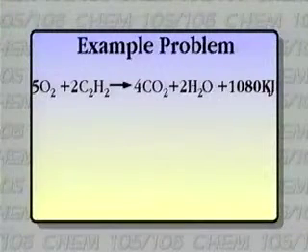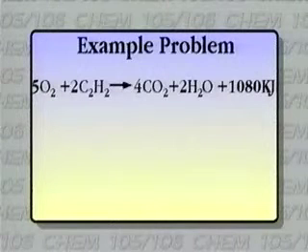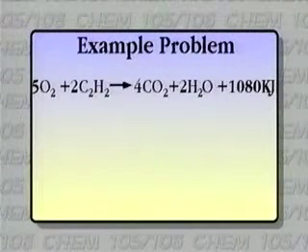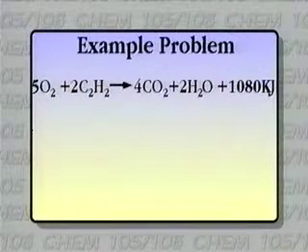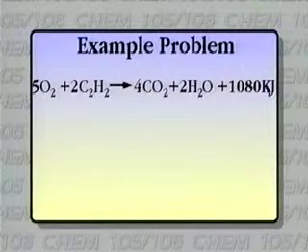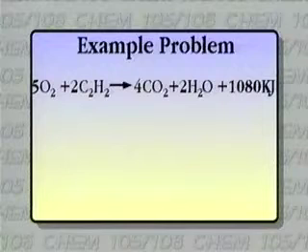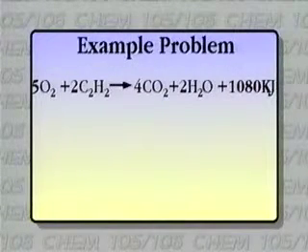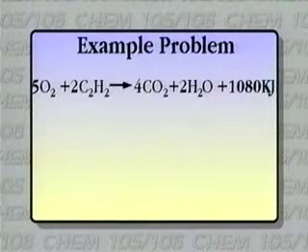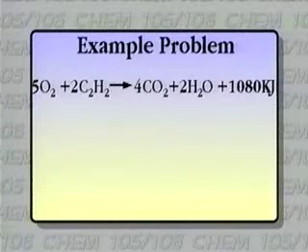The first reaction we have here is the reaction of acetylene with... looks like I cut off just a little bit of some things here, so we may need to recheck our balance on this one. Some acetylene, C2H2, a hydrocarbon, with oxygen to produce carbon dioxide and water. And this is an exothermic reaction. So notice that we release 1,080 kilojoules of energy in the process.